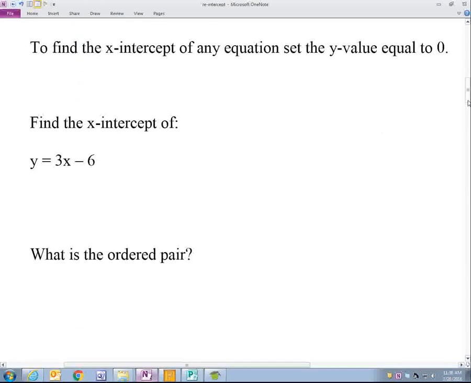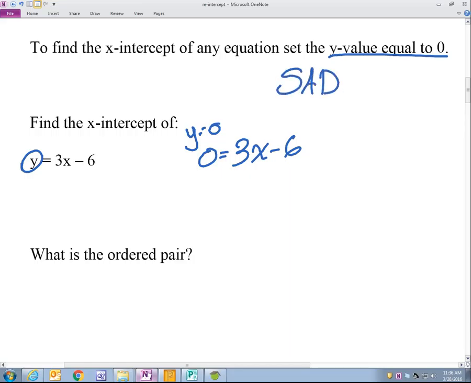So to find the x-intercept of any equation, you set the y value equal to 0. So we're going to substitute 0 in for y. So when y equals 0, 0 equals 3x minus 6. Now we do reverse order of operations. Please excuse my dear Aunt Sally, but we're doing it backwards, so it's SADMEP.